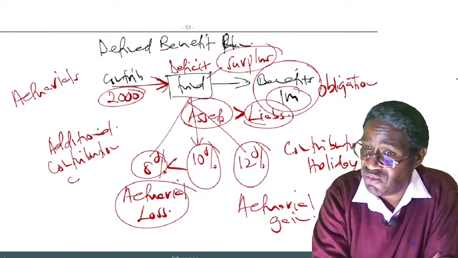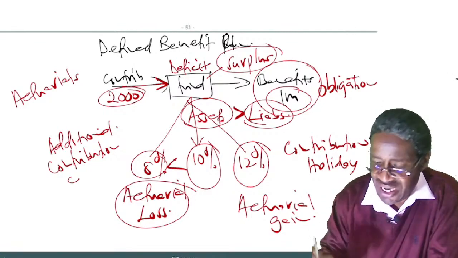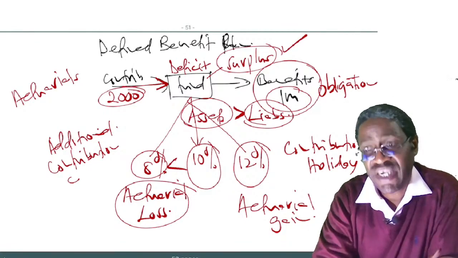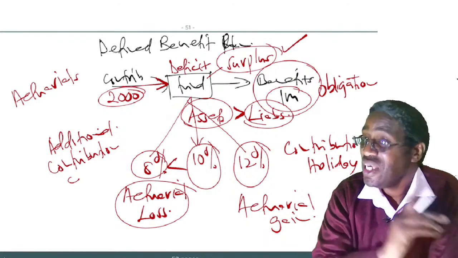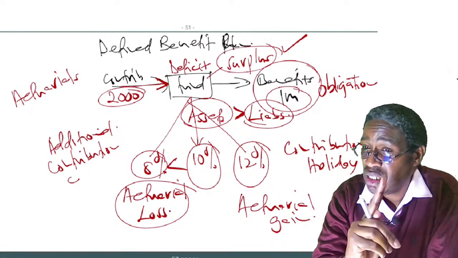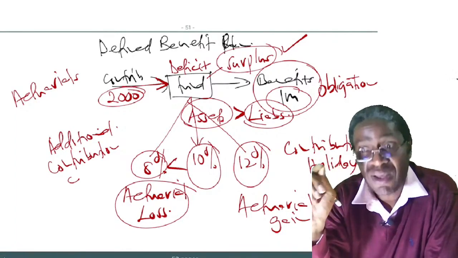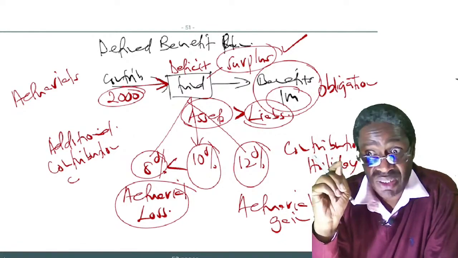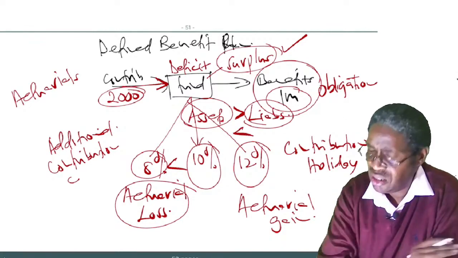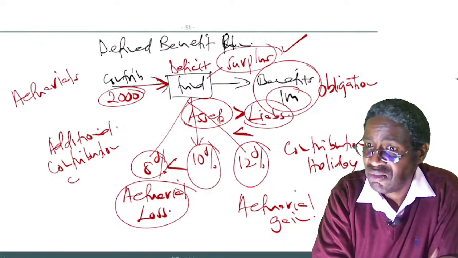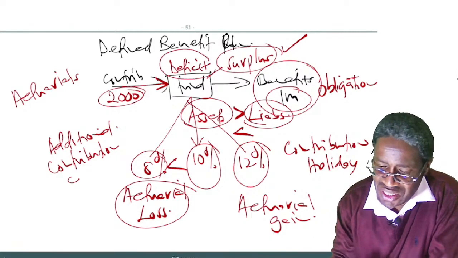If the assets of the fund exceed the liabilities of the fund, then we say your fund will have an experience surplus. If the assets of the fund are more than the liabilities, then the fund is said to have an experience surplus. And if the assets of the fund are less than the liabilities of the fund, then we say your fund has an experience deficit.